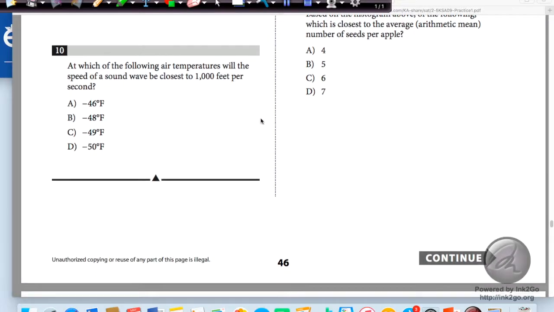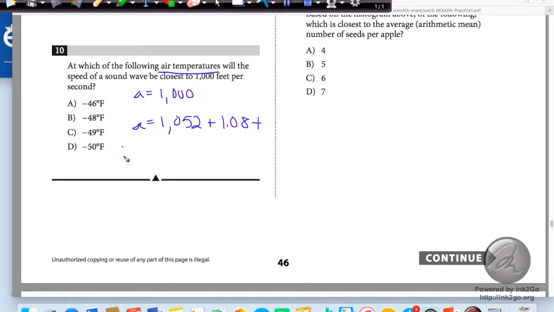The final question is asking you, at which of the following air temperatures will the speed of a sound wave be closest to 1,000 feet per second? Now, I know, according to my above equation, that A is the speed of the sound wave. And it's saying that what would T equal, essentially, if A equals 1,000 feet per second? So if I had my A equals 1,052 plus my 1.08 T, and notice I've already solved for T in my above equation, but I'll work this out again.